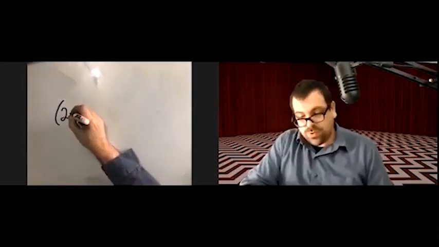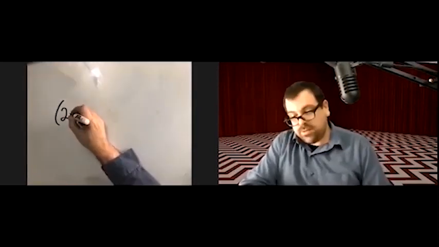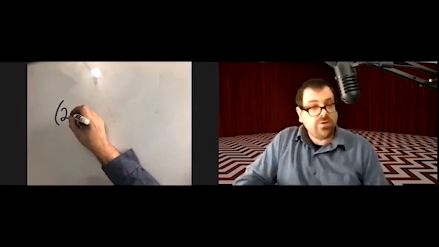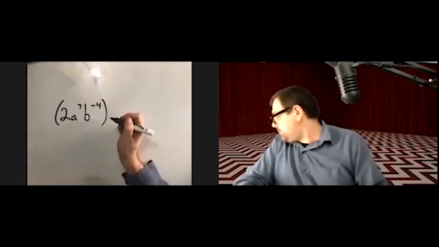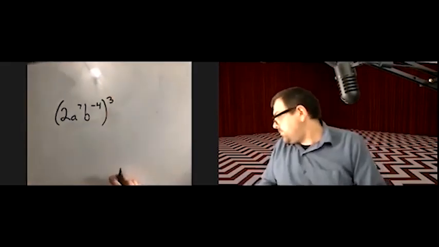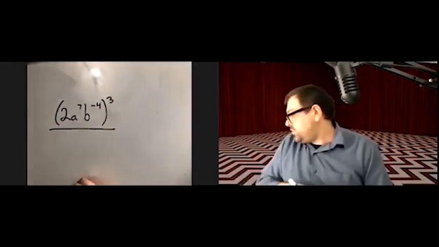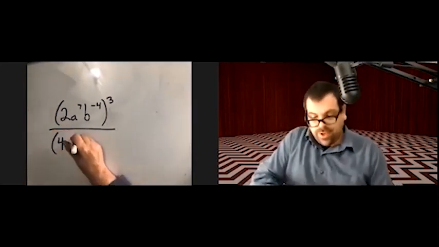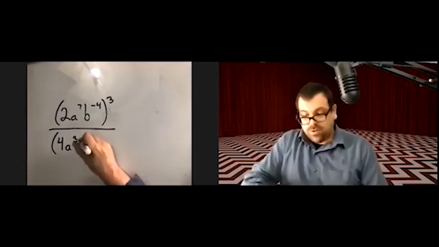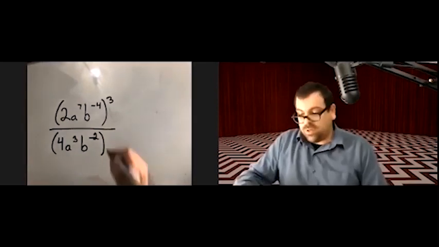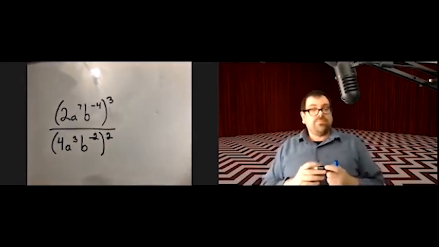Let's say we have 2a to the 7th, b to the -4th, all to the 3rd, over 4a cubed b to the -2, all squared.